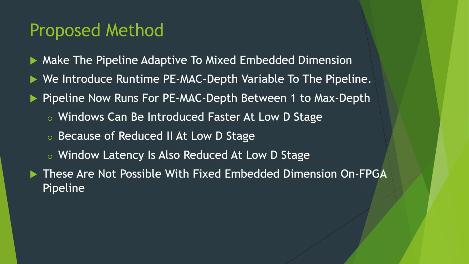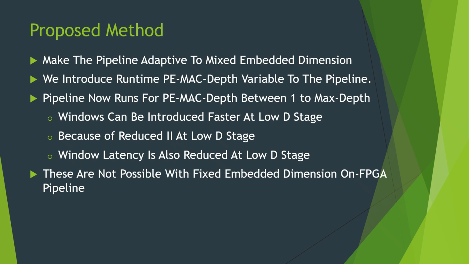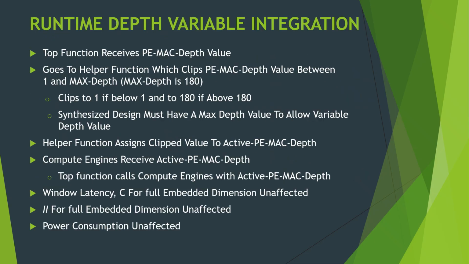The pipeline now runs for the PEMAC depth between 1 and the max, and windows can be introduced faster at the low embedded dimension stage, because II is reduced at that stage, and window latency is also reduced at that stage because the embedded dimension has been reduced. And these are not possible if the pipeline is designed for a fixed embedded dimension. If it's designed for a fixed embedded dimension, the II and the window latency will remain the same, it won't change.